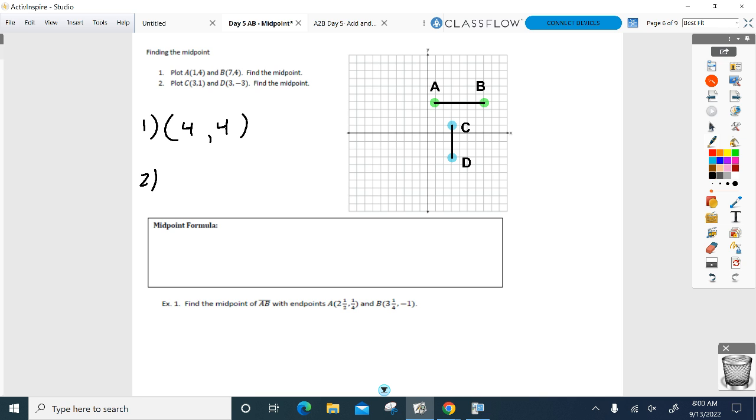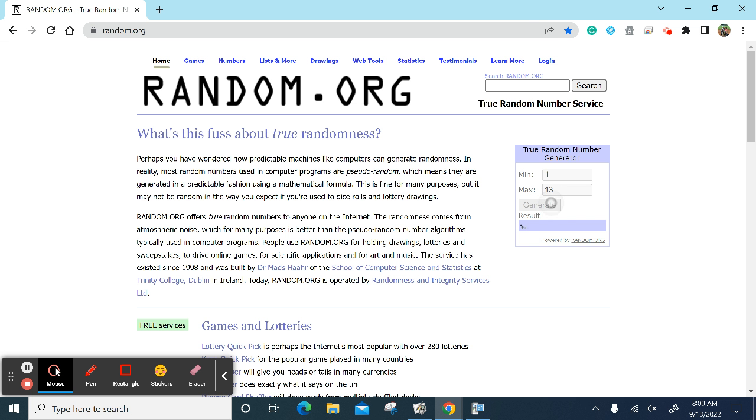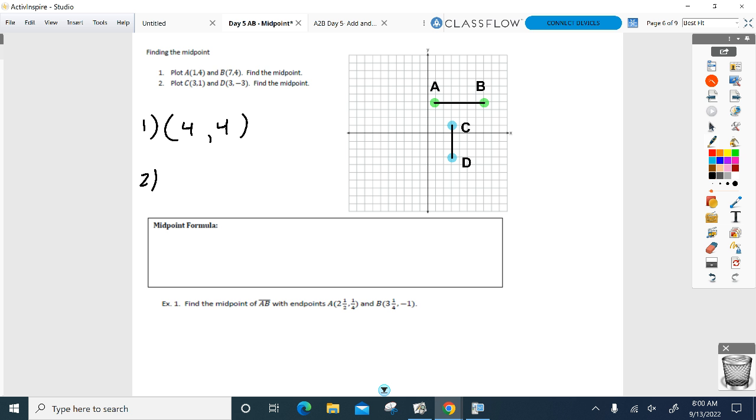All right, CD. Name the midpoint, not the distance or the length. The midpoint of CD is 3, -1. How's that look? All right.